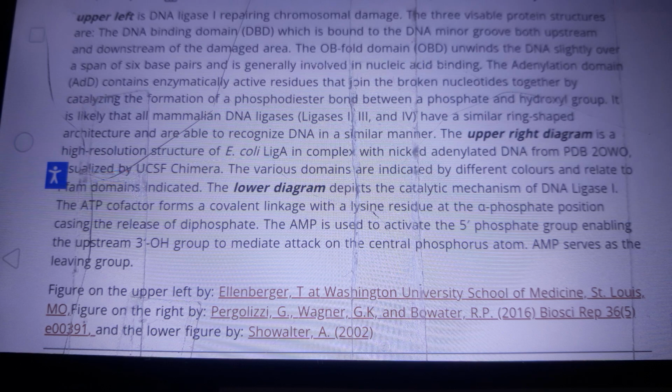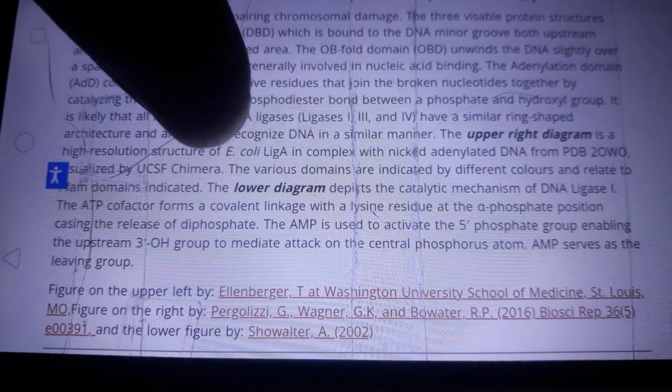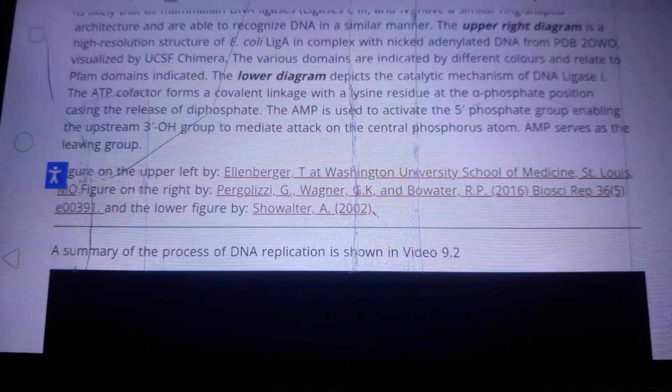The upper right diagram is a high-resolution structure of E. coli LigA in complex with nicked adenylated DNA from PDB 2OWO, visualized by UCSF Chimera. The various domains are indicated by different colors and relate to the Pfam domains indicated.